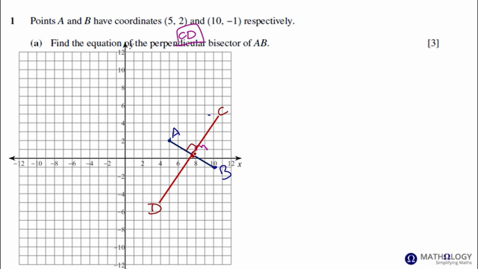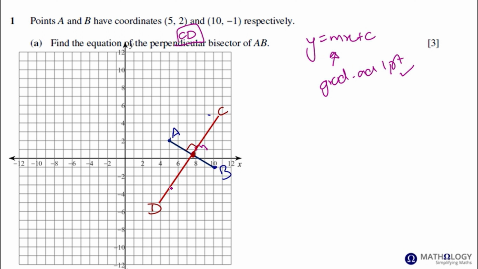Now let's go back: a perpendicular bisector is a straight line. The general equation of a straight line is y equals mx plus c. To find the equation of a straight line, we need to know the gradient and a point that lies on that line. So we need to find the equation of CD. We need a point that lies on the line, and we're going to use the point M because it's the midpoint of AB. We need to find the point as well as the gradient.